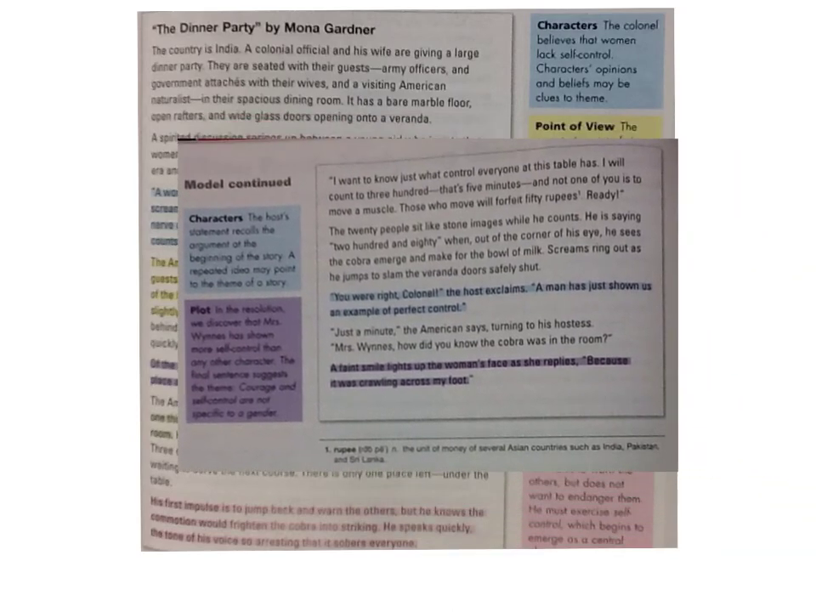On the last page, in the line, "You were right, Colonel," the host exclaims, "a man has just shown us an example of perfect control." We see some clues about character. The host's statement recalls the argument at the beginning of the story. A repeated idea may point to the theme of a story.